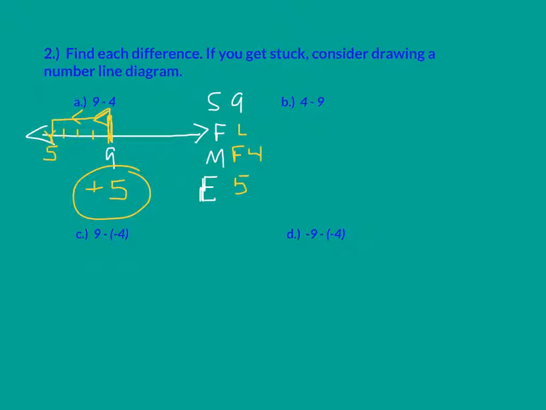Okay, so here's my number line. I know that I'm going to be doing start, face, move, end. I'm going to start on 4, so that's going to be at the center of my number line. Okay, so this is where I'm starting. I am subtracting, so I'm going to face left.